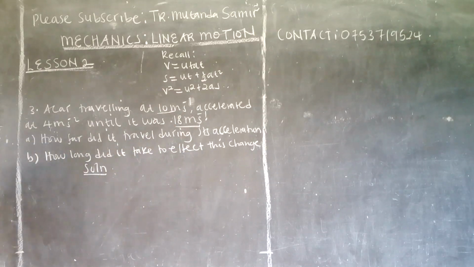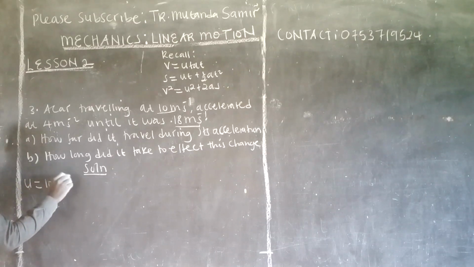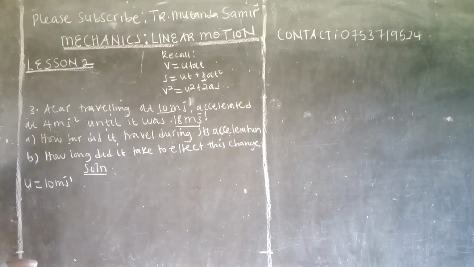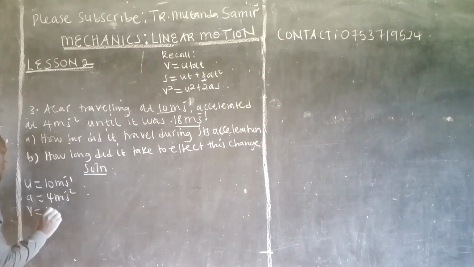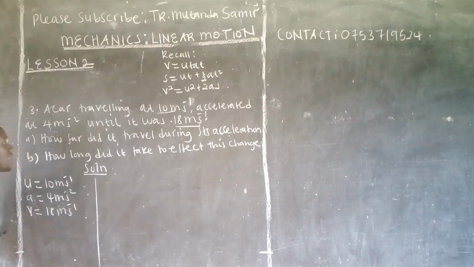So a car traveling at 10 meters per second, that will be our initial velocity, u equals 10 meters per second. Accelerated at, so our acceleration is 4 meters per second squared, until it was 18 meters per second. So that's the final velocity, v is 18 meters per second. Take note of the SI units. Now part A they're saying: how far did it travel during its acceleration?